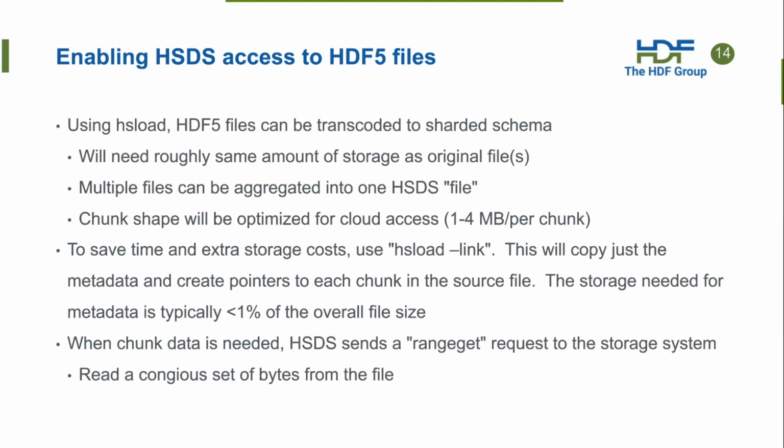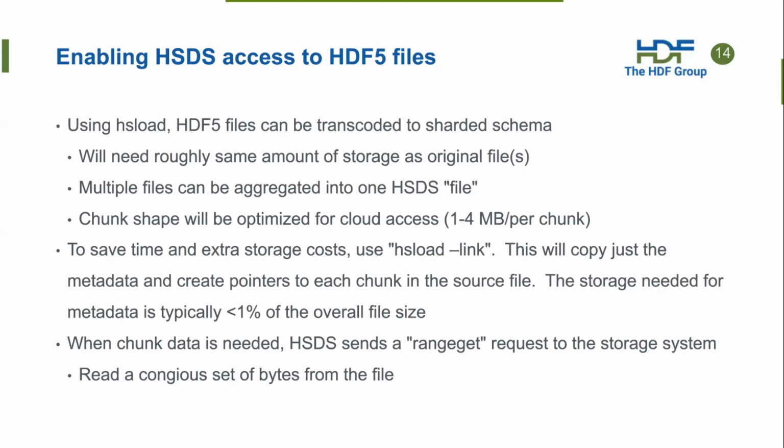So that's all very good. But what if I have, say, a repository of HDF files and I want to use HSDS on them? Well, one alternative is to use one of these command line tools called hsload. And you say hsload this file to HSDS, and it gobbles up all the data and sends it to HSDS. And now that data is available on the server. It's interesting to point out that during this process, we may optimize the chunk shape of the datasets, because it turns out that something like 1 to 4 megabytes per chunk is optimal for cloud access.